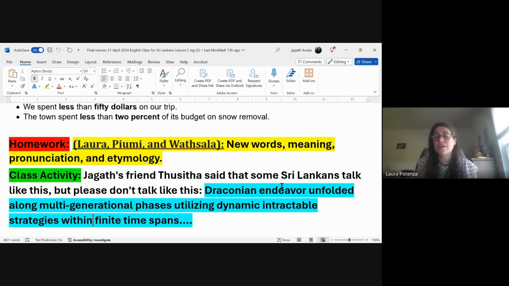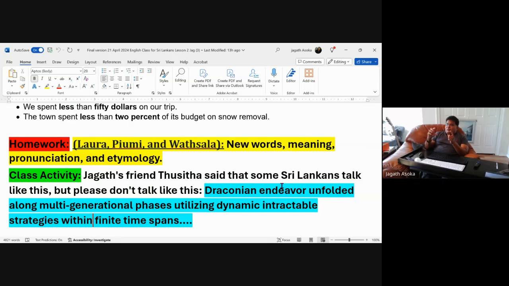So maybe, Jagat, we can say it's between, what are the two words? It's between less or fewer. Less, fewer, right? So fewer means items. Fewer means you can count. Less means a quantity like water, air, things like that.